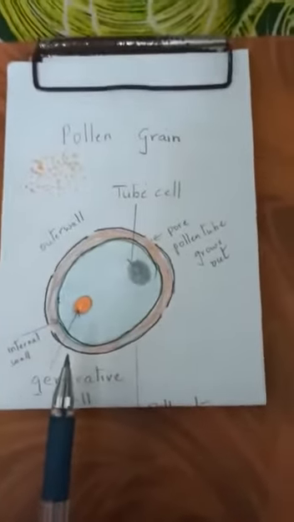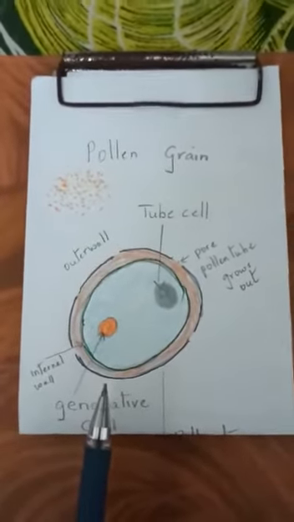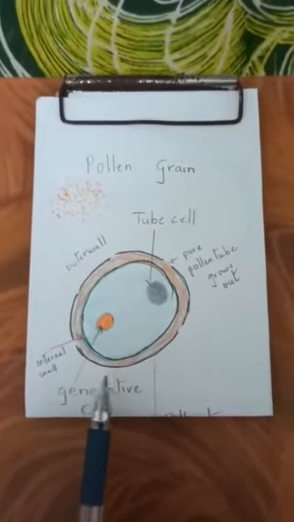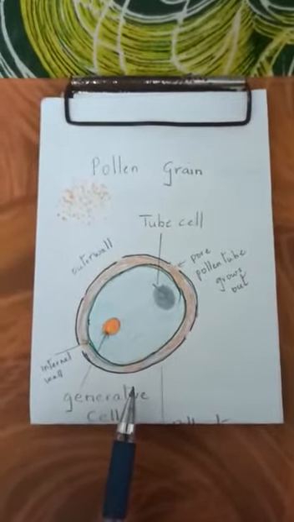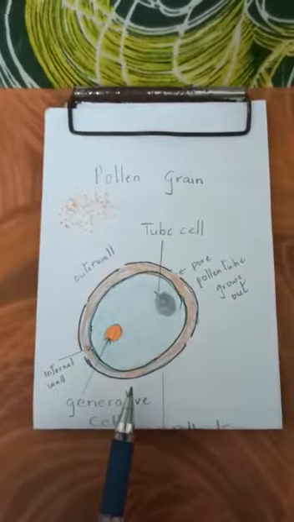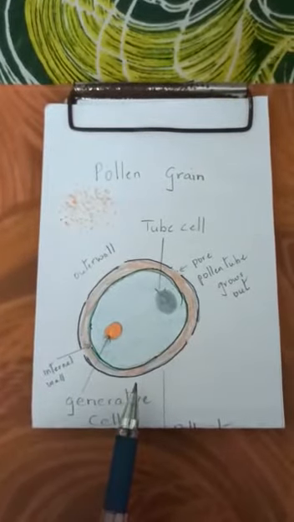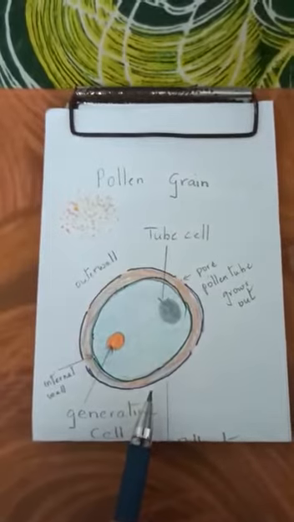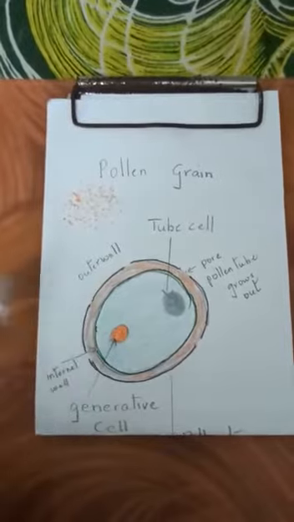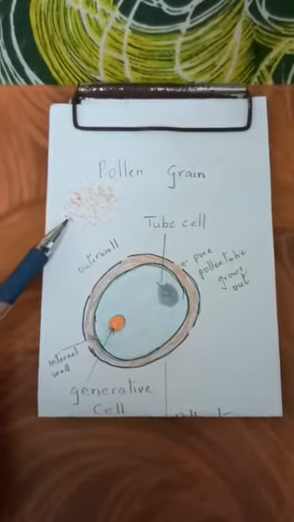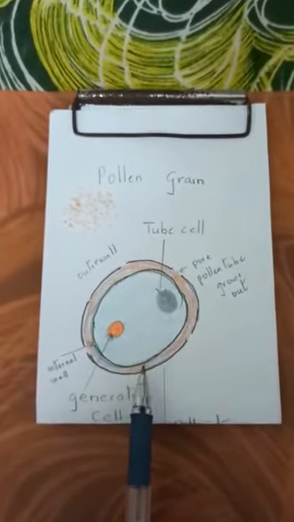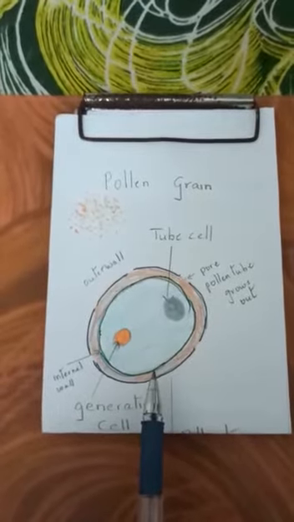As you know, pollen grain is the male reproductive part of the flower. Pollen grains are microscopic, unicellular. They vary in shape and size, but usually they are oval or spherical. We cannot see them with our naked eyes because they appear like dust. This is the structure of a pollen grain as seen under an electron microscope.